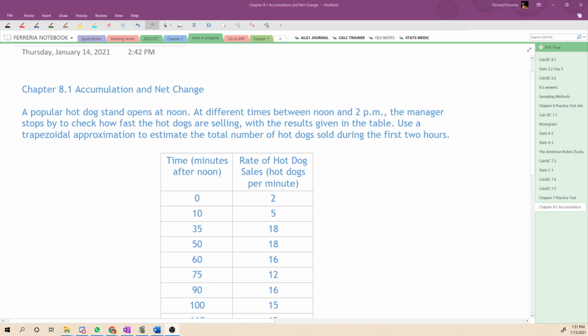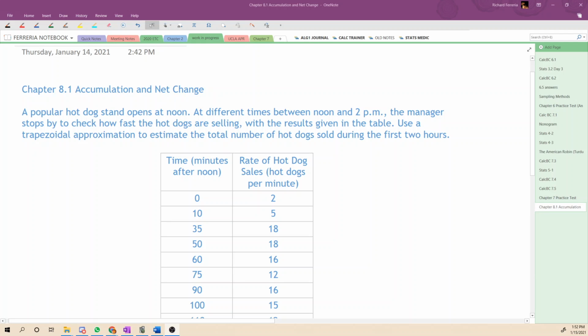work on this. So a popular hot dog stand opens at noon. At different times between noon and 2 p.m., the manager stops to check how fast the hot dogs are selling, with the results given in the table. Use a trapezoidal approximation to estimate the total number of hot dogs sold in the first 2 hours.